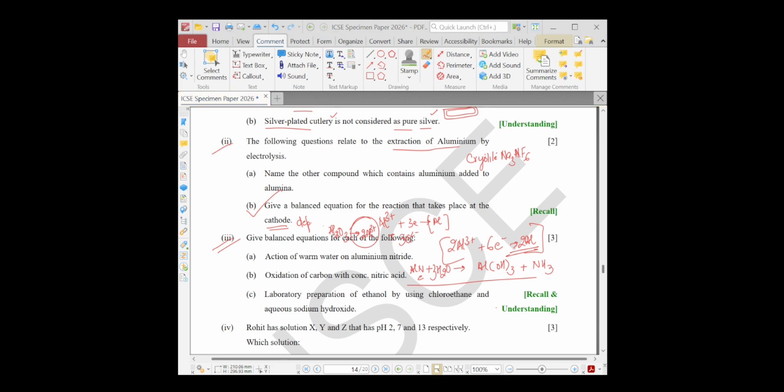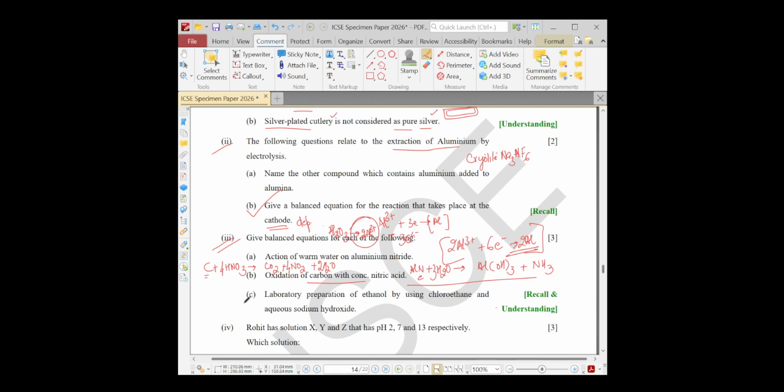Now we move on to the second, oxidation of carbon with nitric acid. So carbon plus HNO3 will give carbon dioxide plus nitrogen dioxide plus water. Now to balance, we take 4 nitric acid, we get 2 water, we get 4 nitrogen dioxide. The oxygen released oxidizes carbon to carbon dioxide.